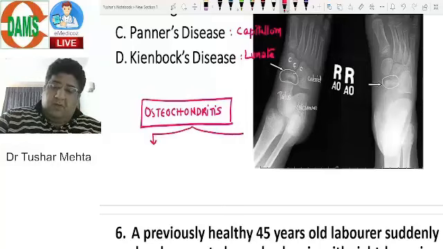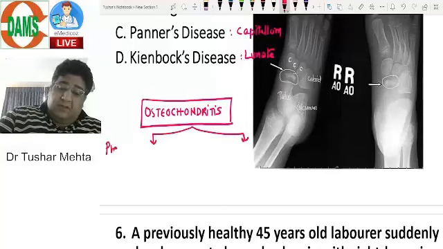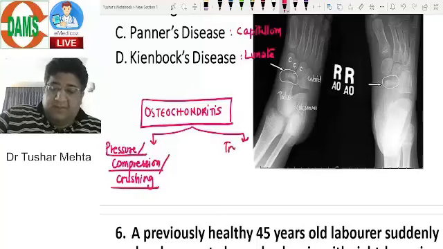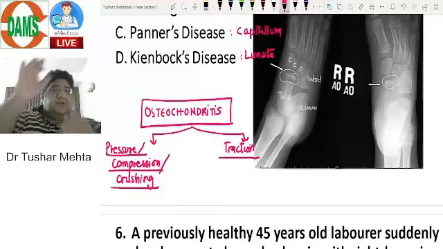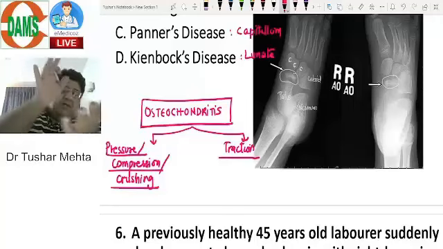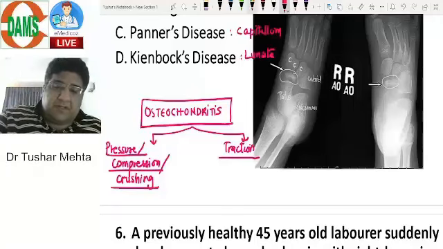One is the pressure or compression or crushing type of osteochondritis. The other one that we have is the traction type of osteochondritis. So if you put a lot of pressure on a bone, that will certainly damage the blood supply of the bone, leading to pressure type or compression type of osteochondritis.